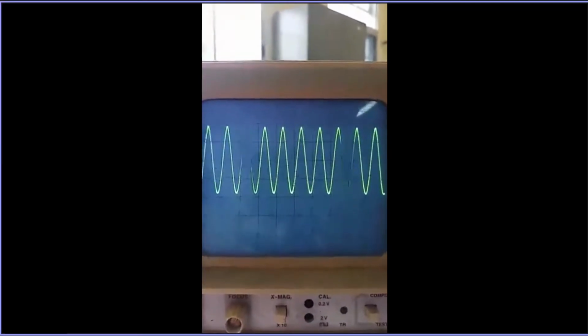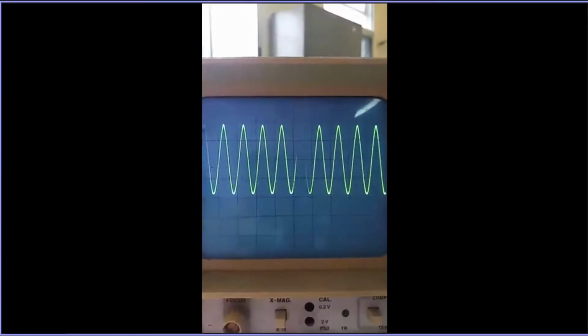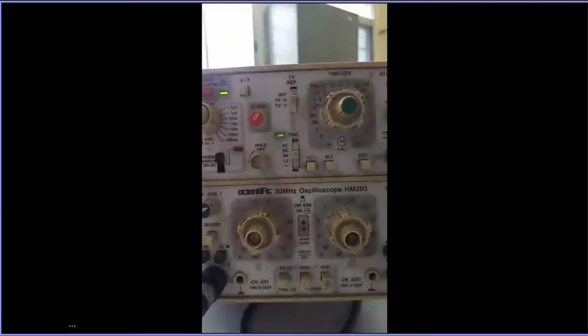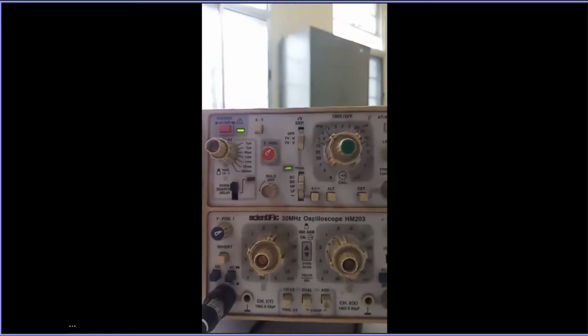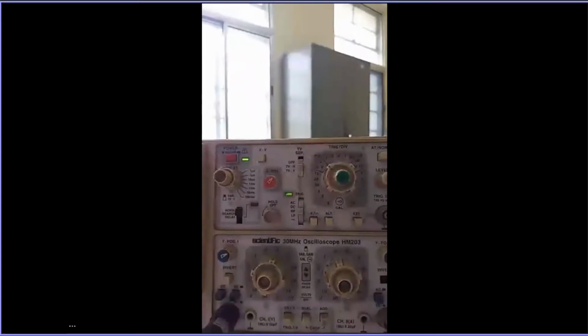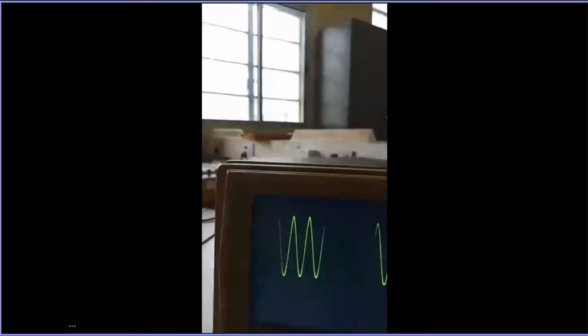It is at 2 volt peak to peak value. Okay, 2 volt peak to peak. So this is the terminal setting. Please take a snapshot of this one also. It will help you to understand the scale value. Okay, this reading is for 500 hertz.